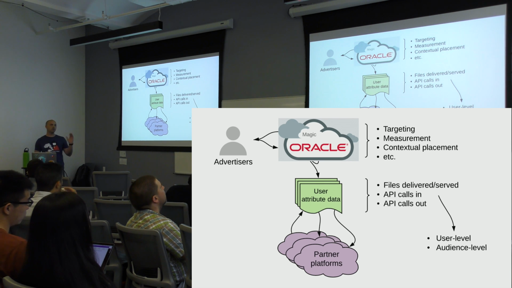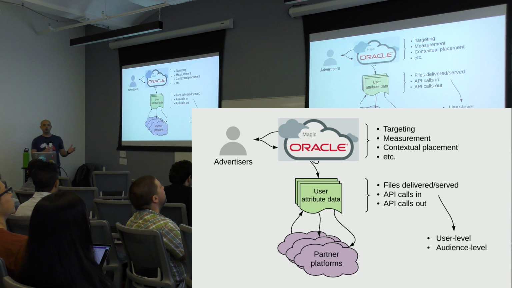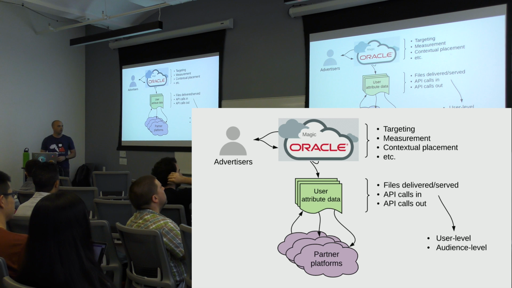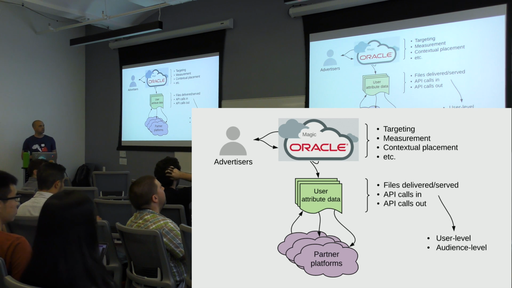So it's either going to be at a user level, so we'll have every attribute that we know about a given user, or it's going to be at an audience level, so where every user within that audience would share a common attribute. So that attribute might be most likely to buy X or previously bought Y, something like that.